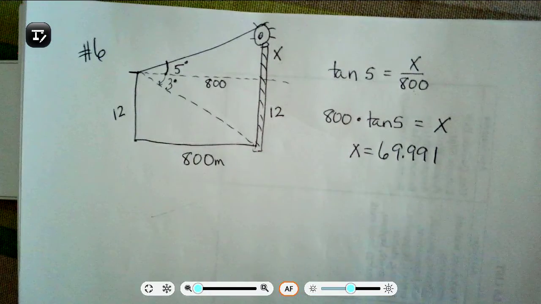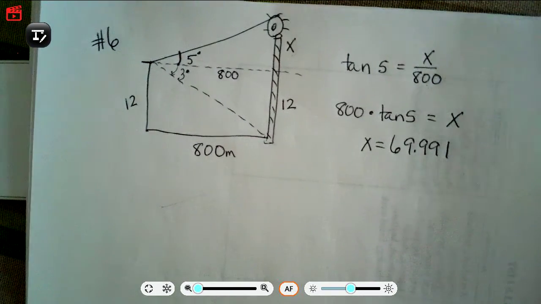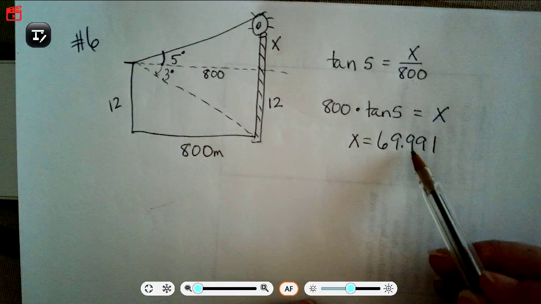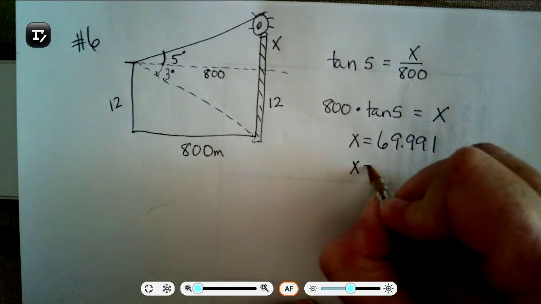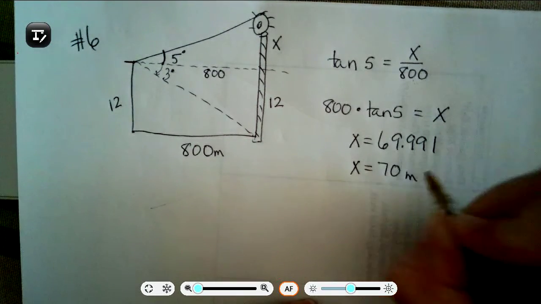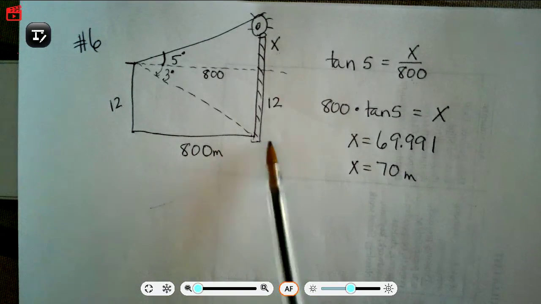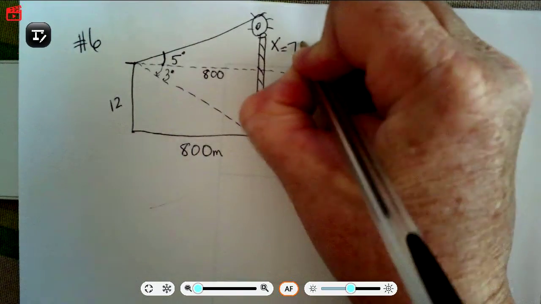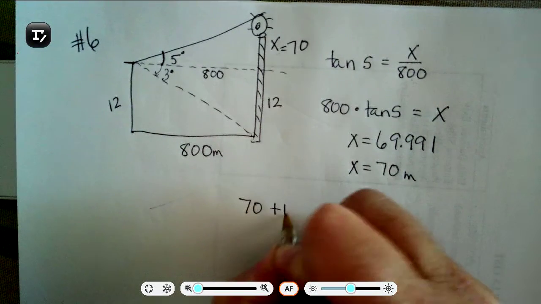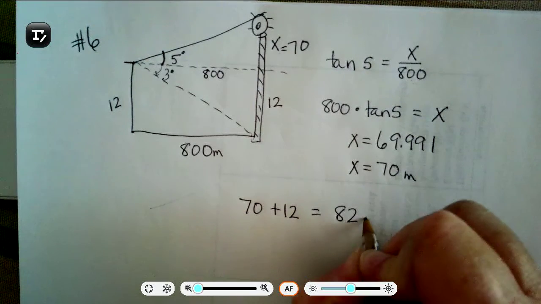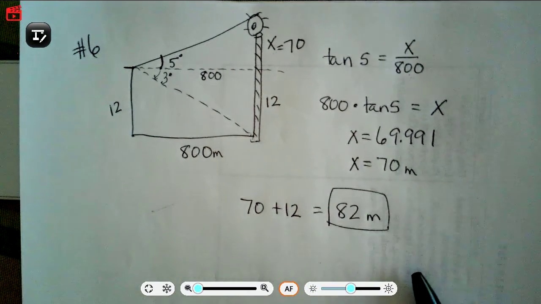69.991. If I was to round, it did ask me to round to 1 decimal place. This is going to change that up a little bit. So if I round to 1 decimal place, really x is going to give me about 70 meters. Now keep in mind, we're looking for the total height of the lighthouse. So if this equals approximately 70, then the lighthouse is going to be 70 plus 12, which gives me 82 meters. And that is my final answer for this problem.